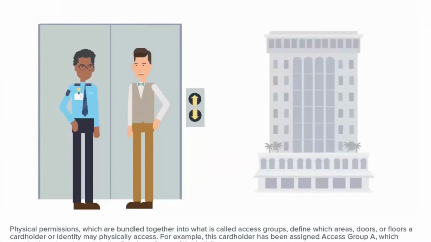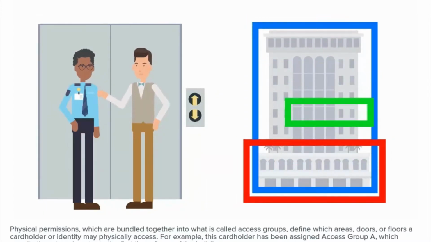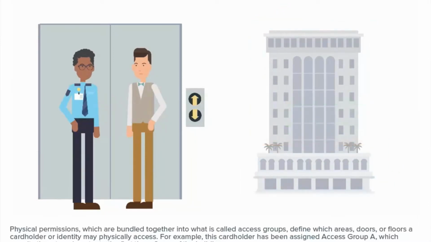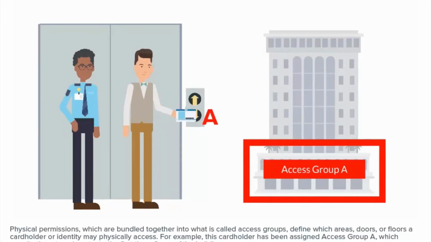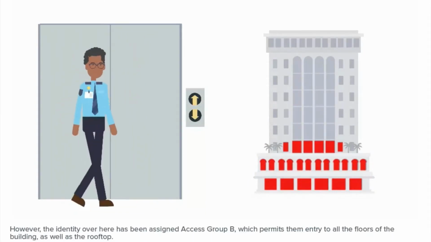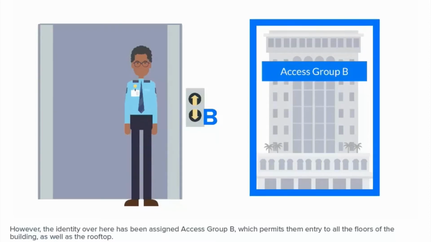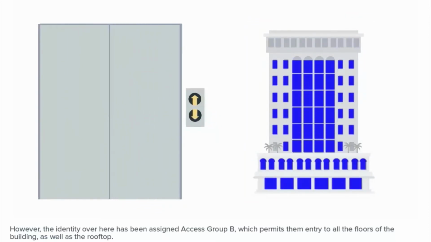Physical permissions, which are bundled together into what is called access groups, define which areas, doors, or floors a cardholder or identity may physically access. For example, this cardholder has been assigned Access Group A, which permits them to gain entry to the first 3 floors of the building. However, the identity over here has been assigned Access Group B, which permits them entry to all the floors of the building, as well as the rooftop.